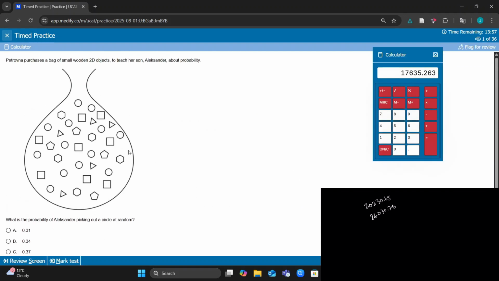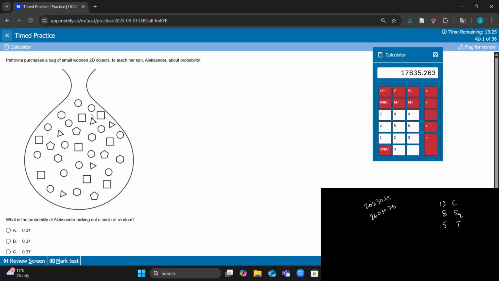So that's the probability of Alexander picking out a circle at random. Okay, I'm going to go left to right. 1, 2, 3, 4, 5, 6, 7, 8, 9, 10, 11, 12, 13. 13 circles. Okay, how many squares? 1, 2, 3, 4, 5, 6, 7, 8. 8 squares. Okay, triangles. 1, 2, 3, 4, 5. 5 triangles.